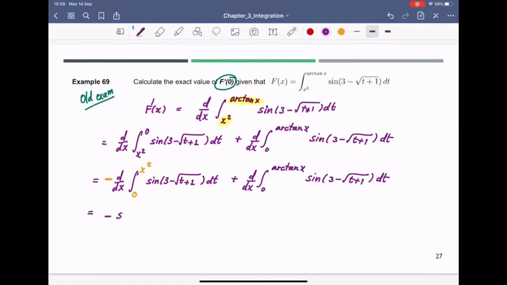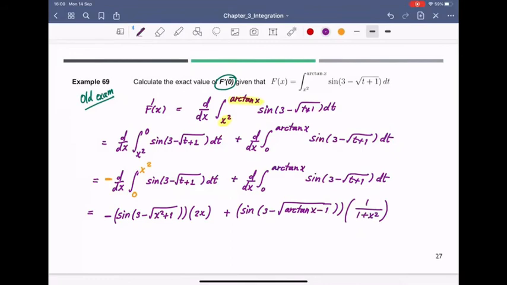So the first term, sine of 3 minus square root t plus 1. Well, our t now is x squared, plus 1. And then differentiate x squared, you get 2x, sorry. This comes from the chain rule, right? And then on the second term, I have sine of 3 minus square root of arctan x minus 1. And then I differentiate arctan, so I get 1 over 1 plus x squared. All right.